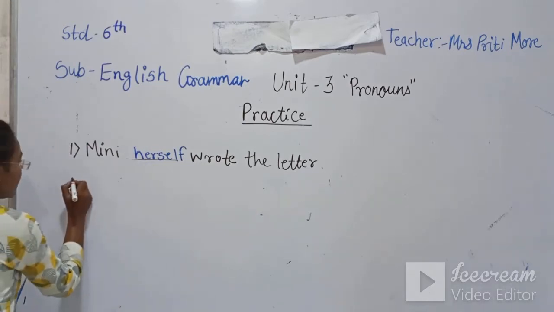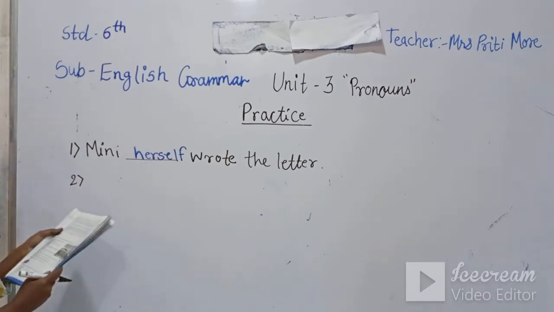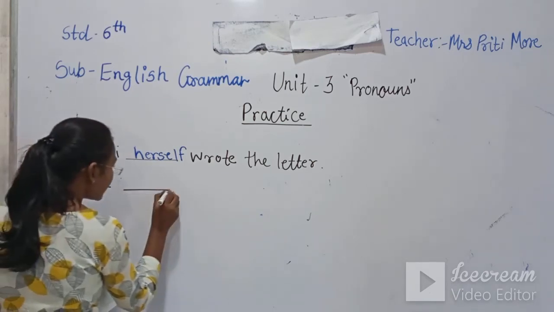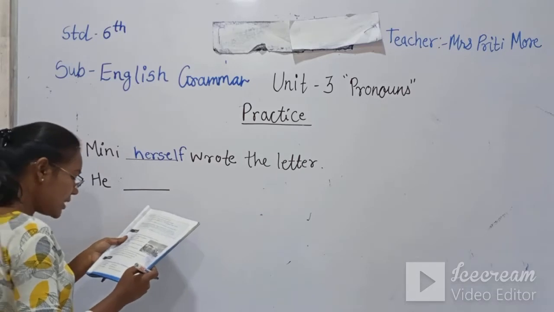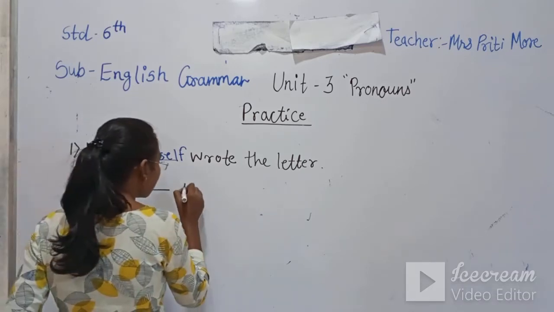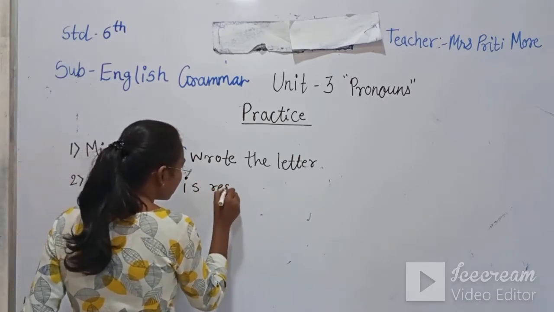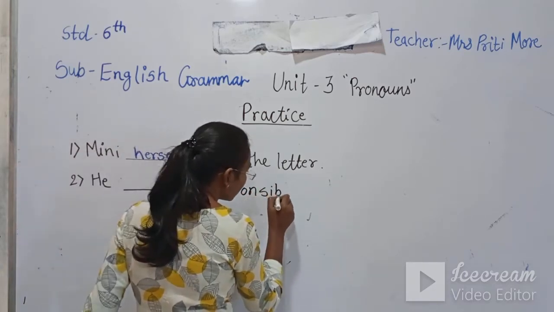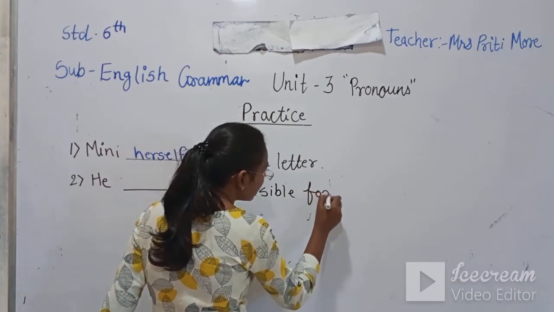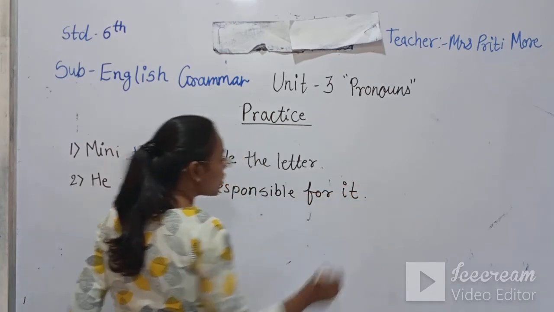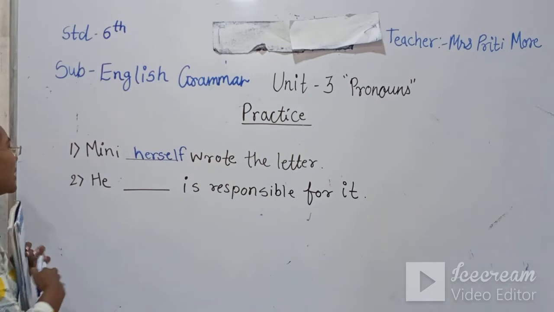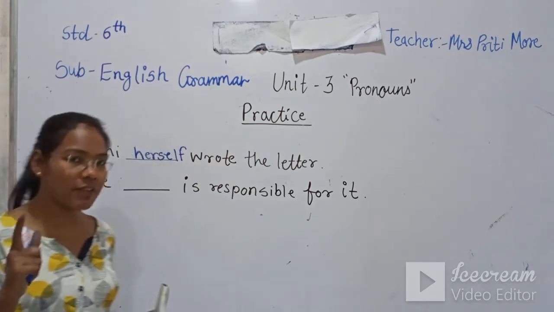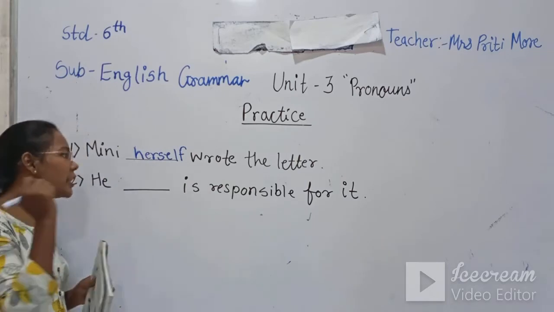Now the second sentence. He, blank space, is responsible for it. Now he is also third person, and for he, which reflexive pronoun do we use? For he, himself.